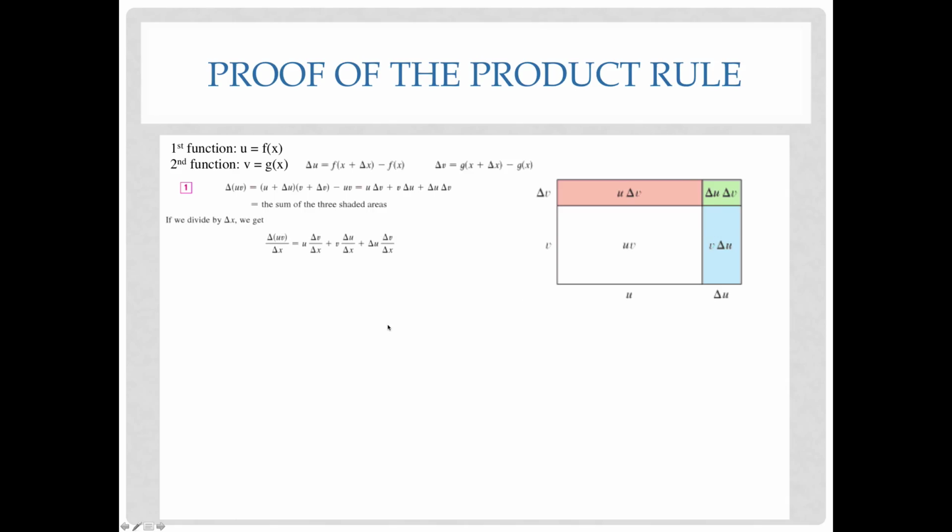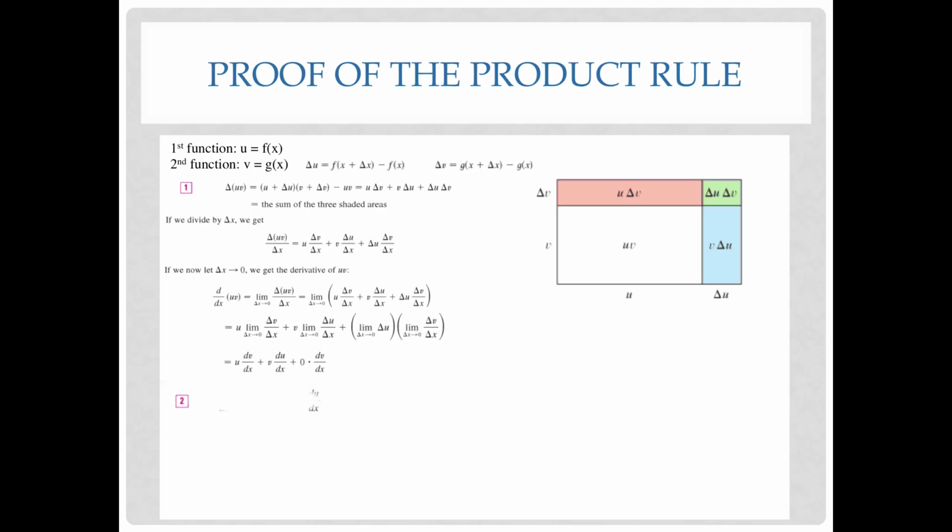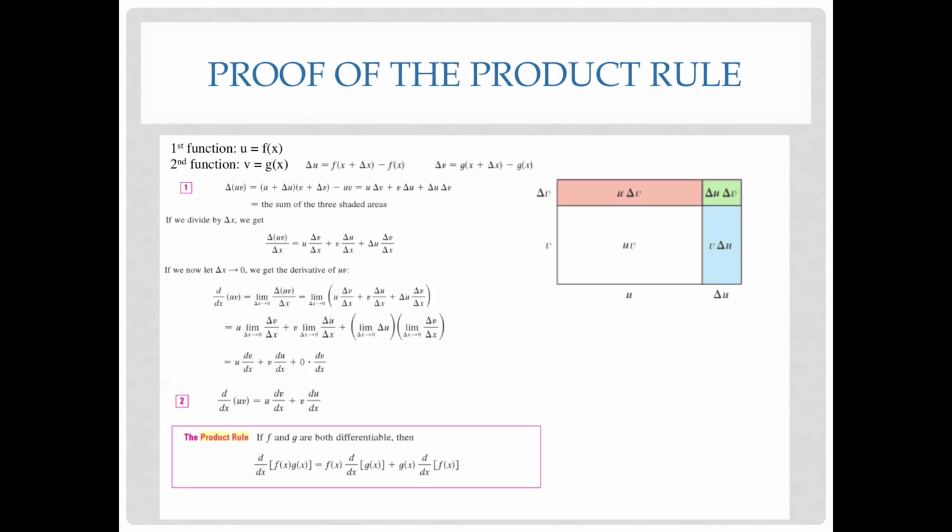So to continue with the proof, we divide the entire equation by delta x. Then we take the limit as delta x approaches 0. Once we simplify that further, we ultimately get that the derivative of 2 multiplying functions is the first function multiplied by the derivative of the second plus the second function multiplied by the derivative of the first. And that's what the product rule states here.